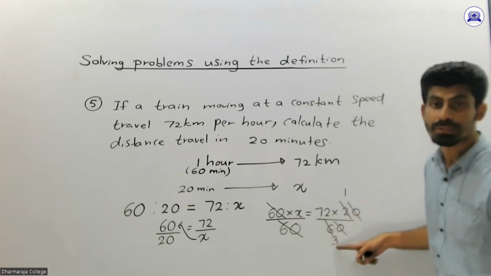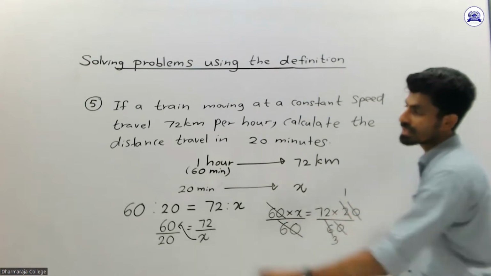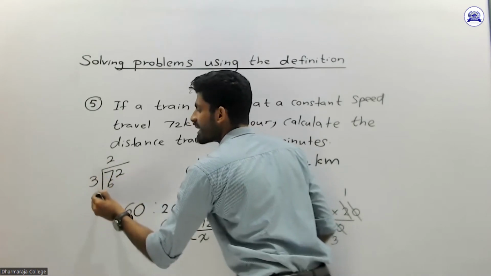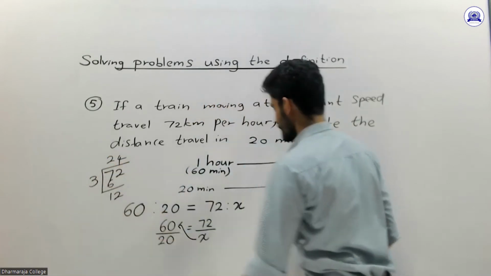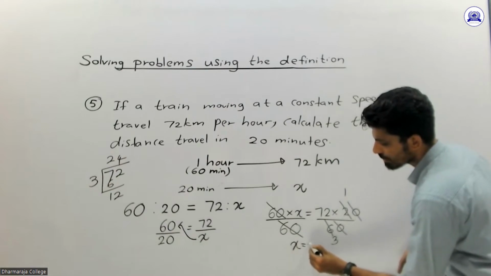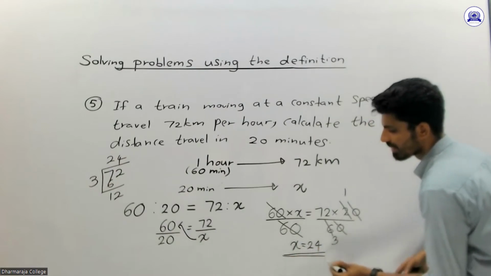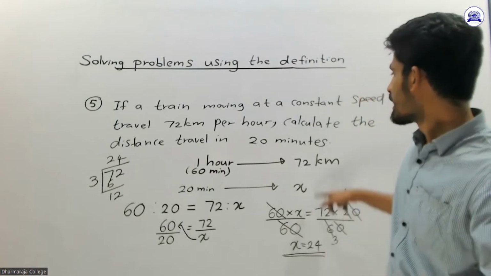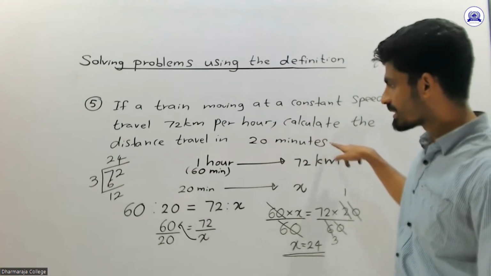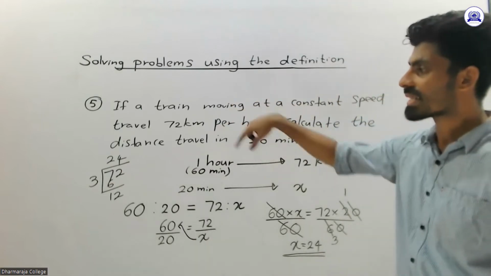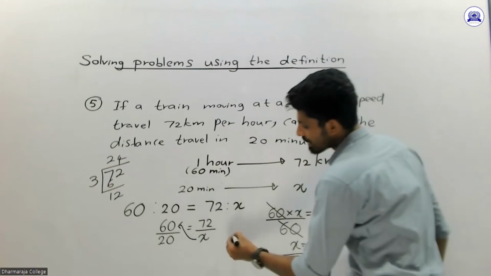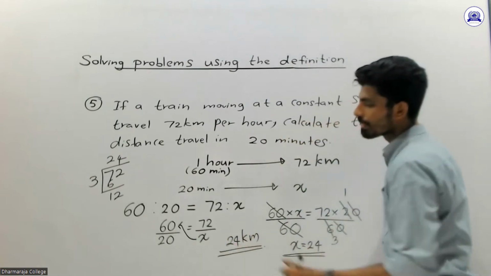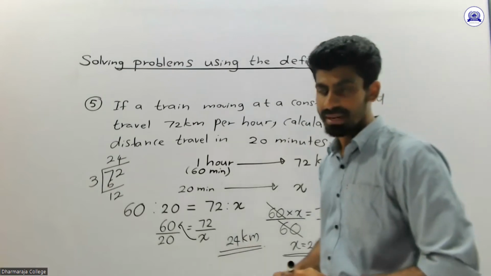72 we can divide by 3. Then 2 sixes are 12, so 4. That means x equals 24. x equals 24 means the distance traveled in 20 minutes. Within 20 minutes, the train can travel 24 kilometers. So 24 kilometers is the answer.